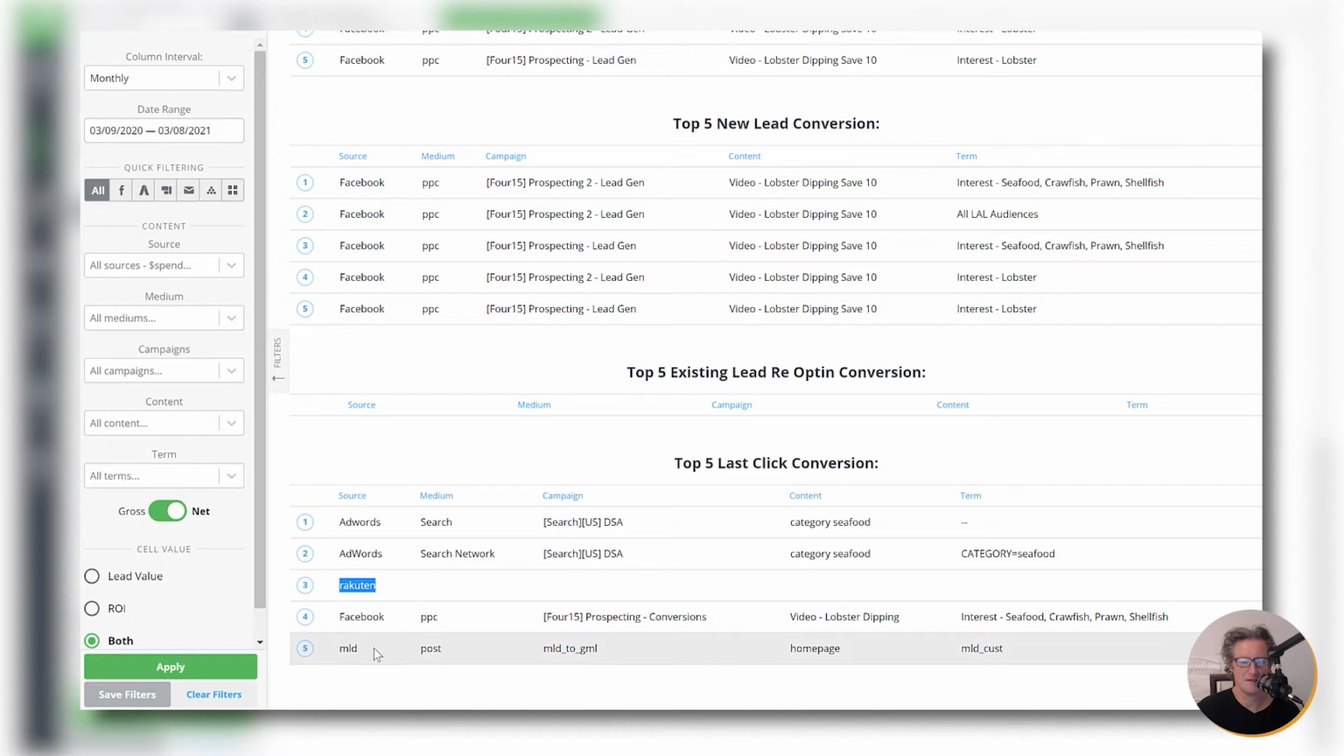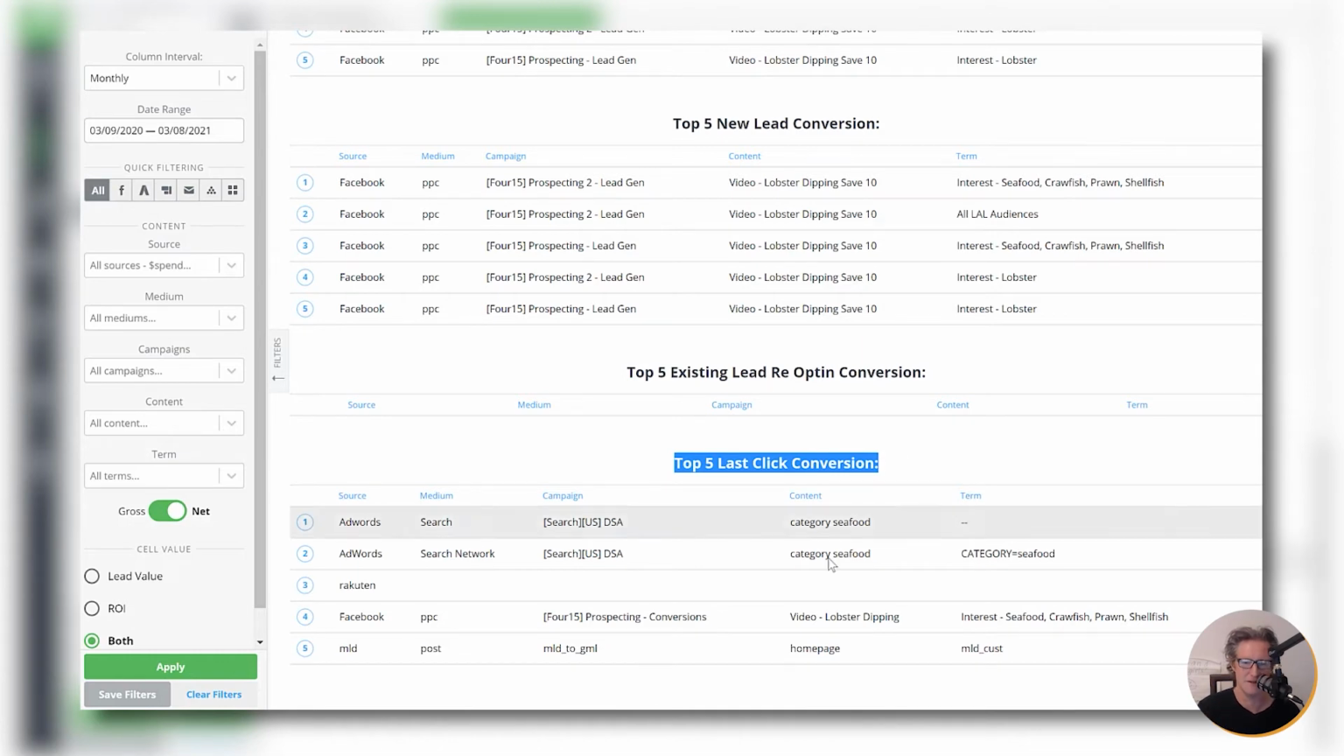And then MLD, no one knows what that is. That's why you should have good naming conventions. Good old MLD is number 5. So scroll down and you'll see. This can take a minute or so because we're mining all the leads in the last year, everything we've tracked, to figure out the best converting links out of all your links. And these are the best converting links for this advertiser.